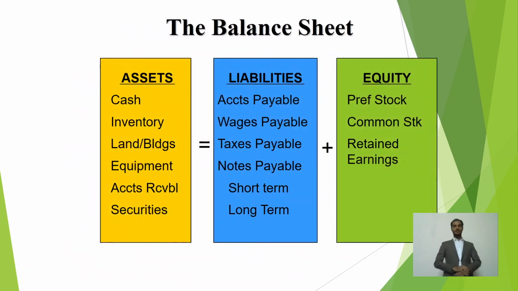The balance sheet we will describe in three parts: assets, liabilities, equity. Assets, which are cash, inventory, land, buildings, equipment, accounts receivable, securities, and are equal to liabilities plus owner's equity. Liabilities: accounts payable, wages payable, taxes payable, notes payable, short-term and long-term. Equity: preferred stock, common stock, retained earnings.